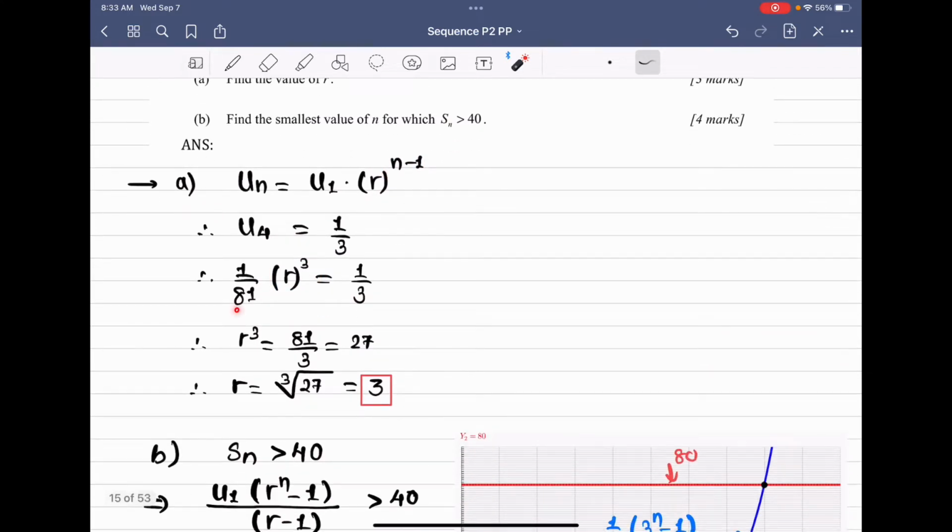Multiply both sides by 81. This will get cancelled, or transfer on this side 1 over 3 over 1 over 81, basically 81 over 3, which is 27. r cube is equal to 27. So to remove this cube, I need to take a cube root on both sides. The cube root of r cube is basically r, and cube root of 27 is basically 3.